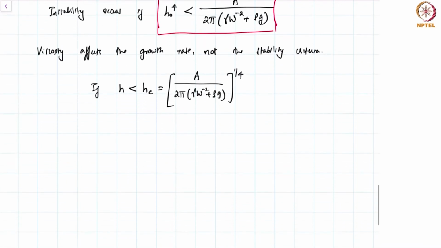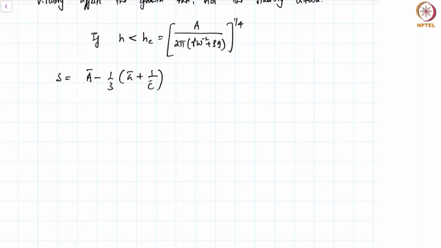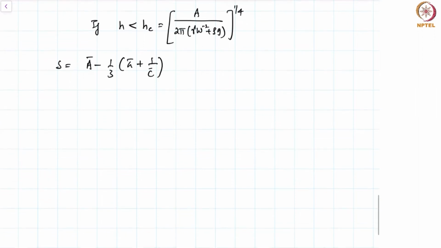Right? So, if the thickness of the thin film is smaller than this value, then we will have an instability, and the growth rate of that instability we've already written down again here. This is 1 by 3 G bar plus 1 by C bar. If we substitute the expressions for all of this, substituting A bar, G bar and C bar, then what do we have now? We have the expression for the growth rate.